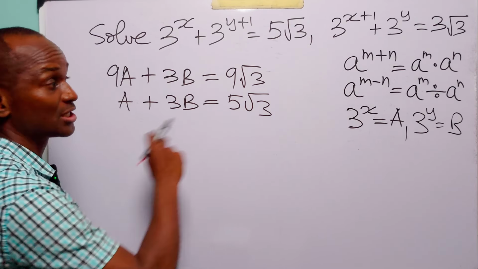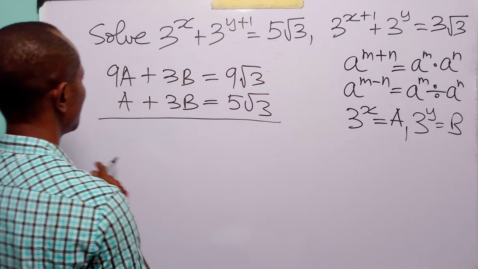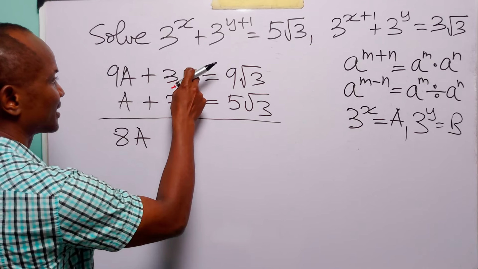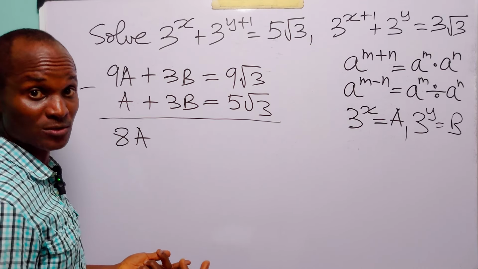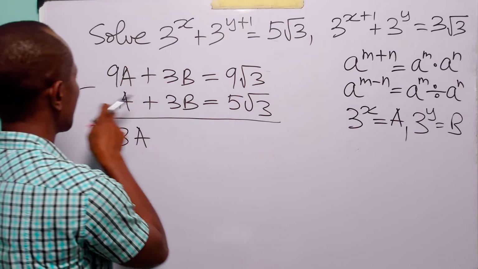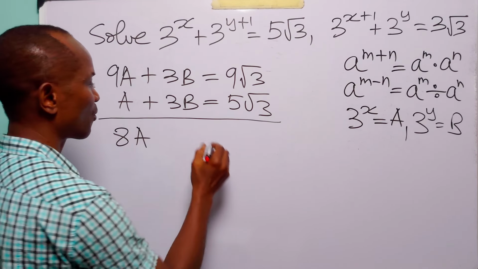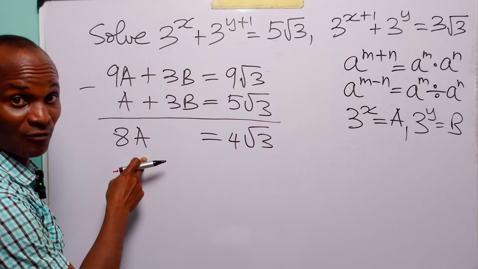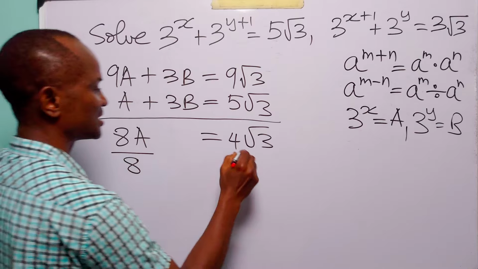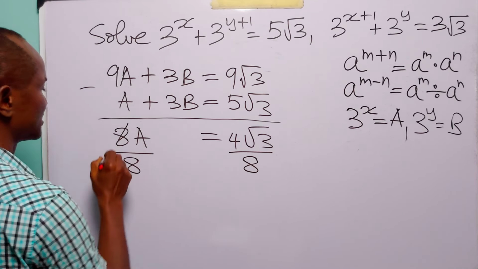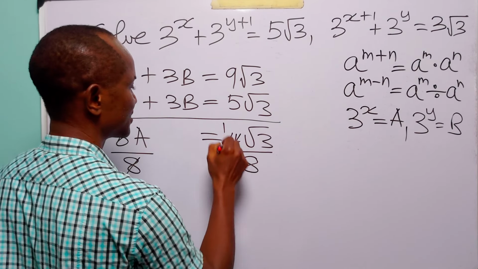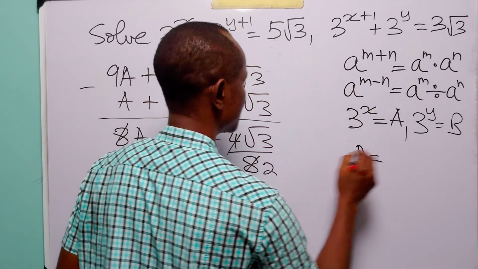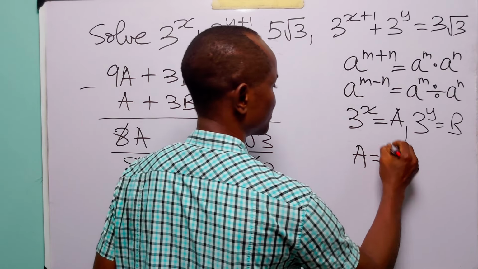Now let us subtract this second equation from the first one. 9a minus a is equal to 8a. 3b minus 3b is equal to 0. And 9 root 3 minus 5 root 3 is equal to 4 root 3. And of course, you know that to find the value of a, we have to divide both sides of this equation by 8. This is going to cancel this. 4 into itself is 1 and into 8 is 2. So we have that a is equal to root 3 over 2.